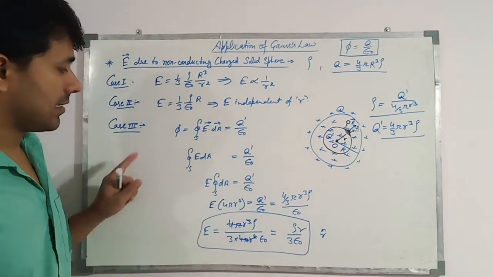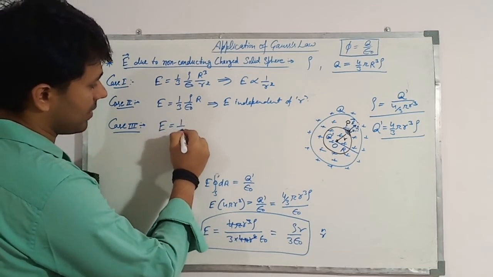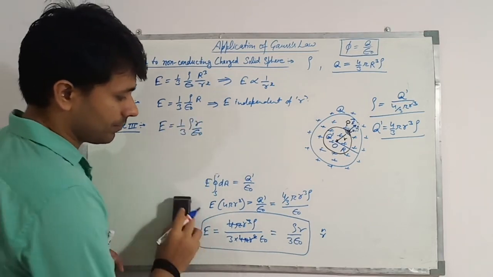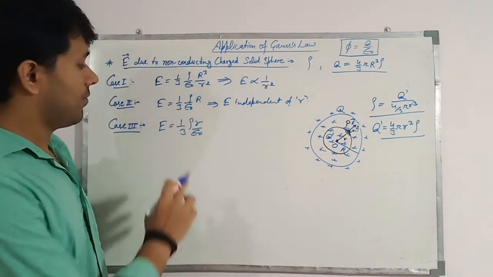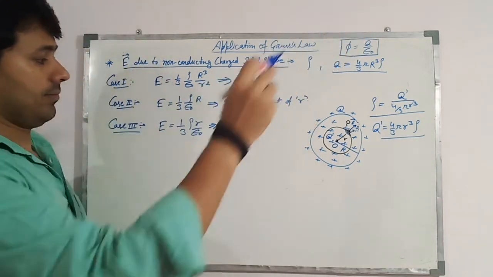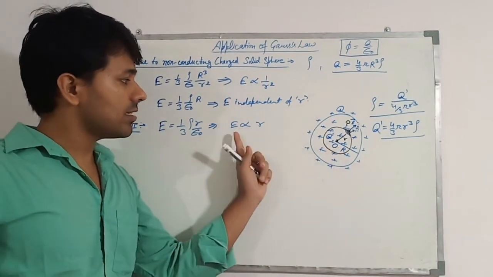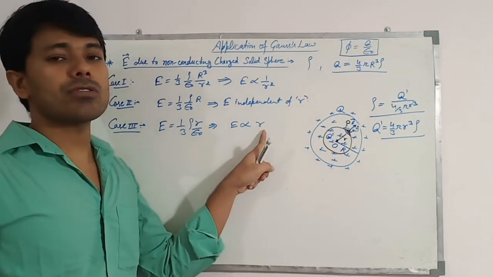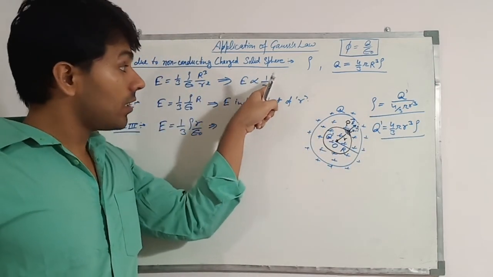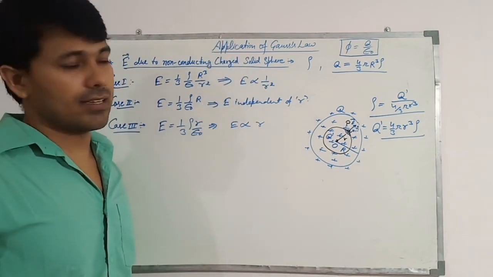So for case 3, we have the electric field as 1 by 3 rho r upon epsilon naught. Okay, from here we can see that the electric field is directly proportional to r. This is the interesting thing. Inside the solid sphere, the electric field is directly proportional to r, but outside the solid sphere, it is inversely proportional to r square, we can say, right?